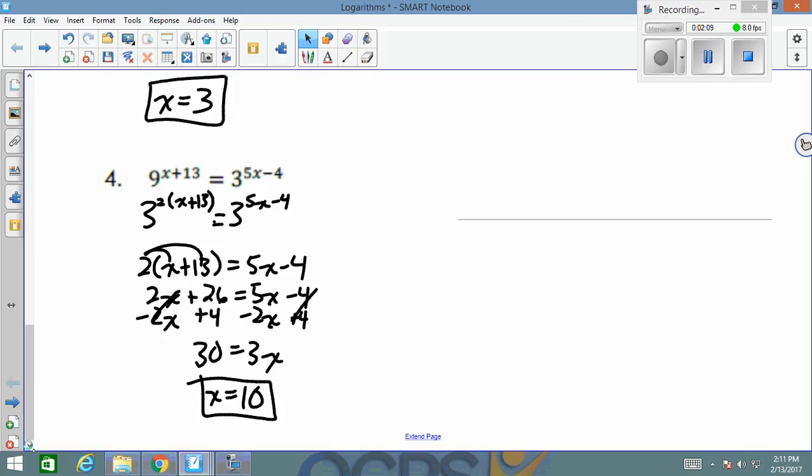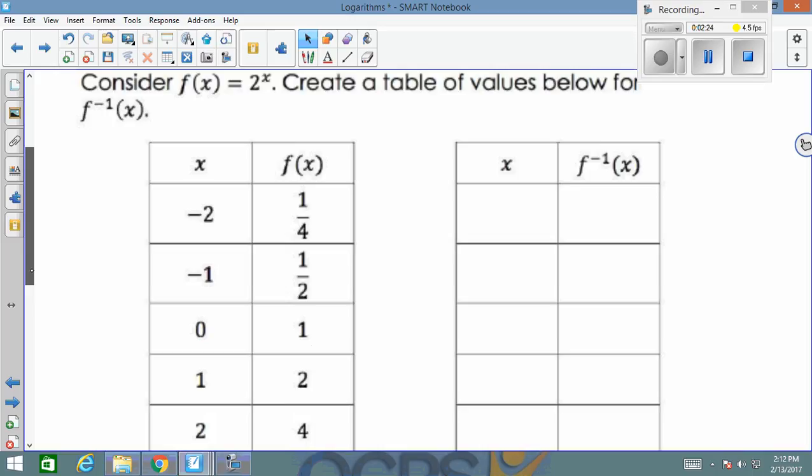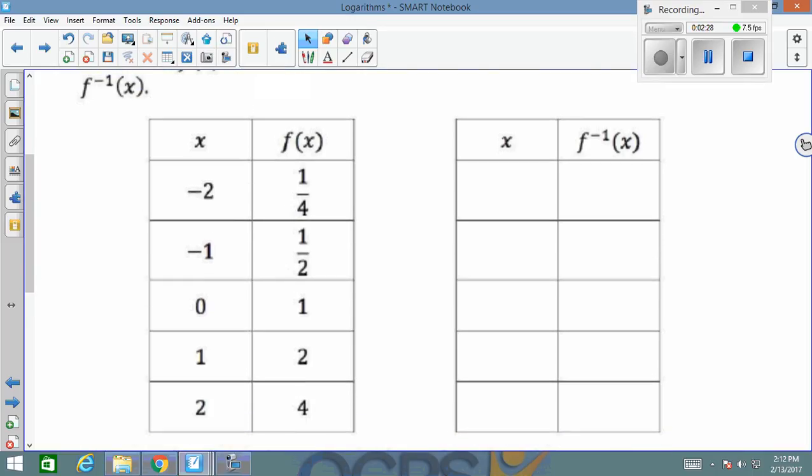Okay, so those are exponential functions. But now we're going to explore how to solve exponential equations that don't have the same base. Exponential functions are one-to-one functions, therefore they all have an inverse. So we created the table of values for 2 to the x power here. And now we're going to do the inverse.